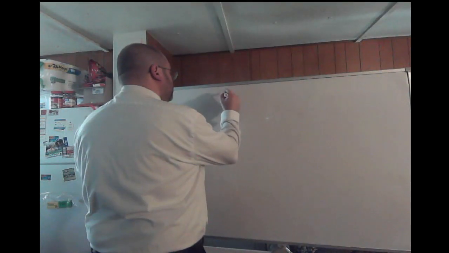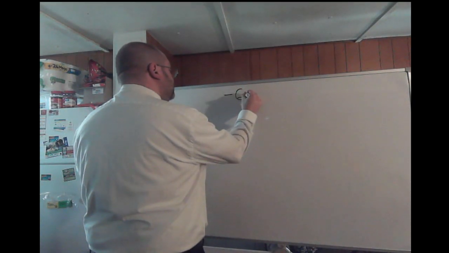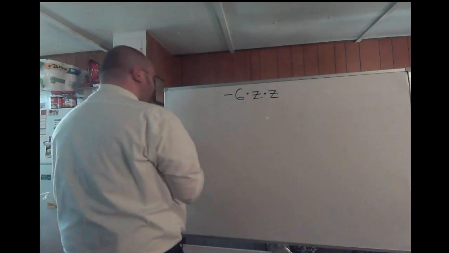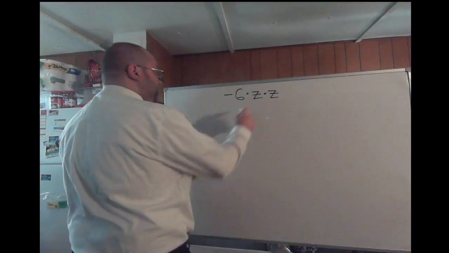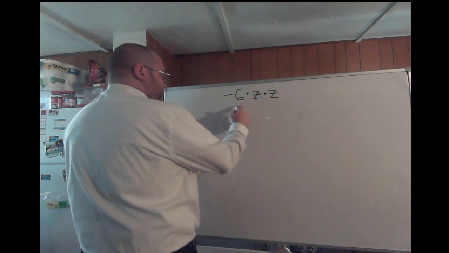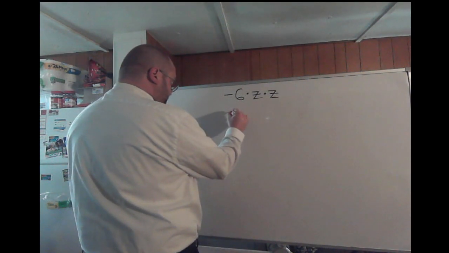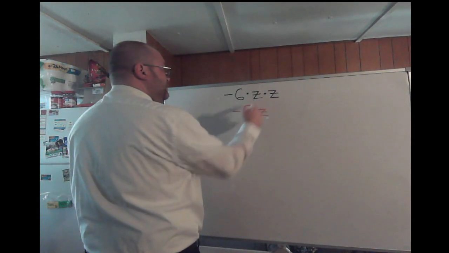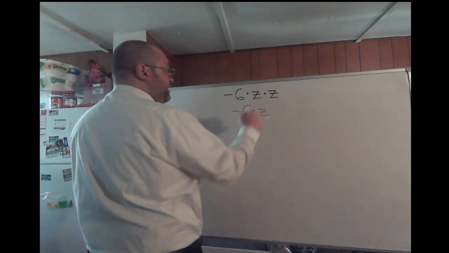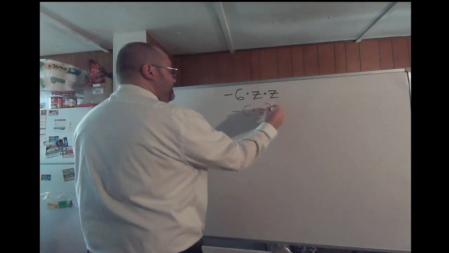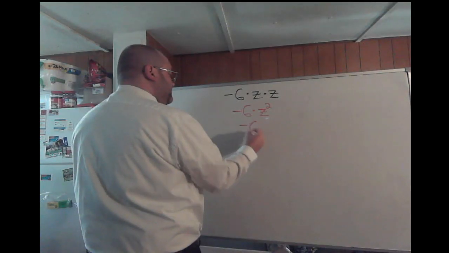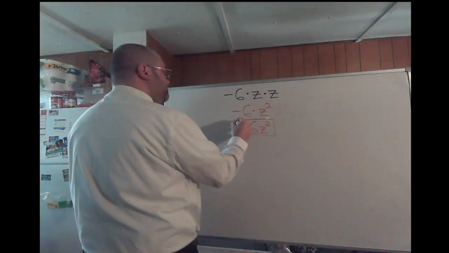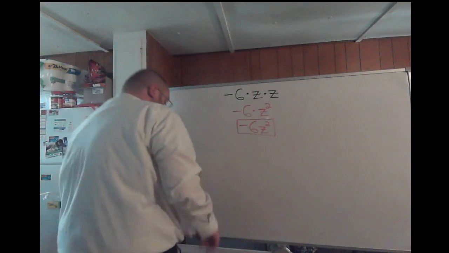Alright, we got -6 times z times z. Well, it looks like z's being multiplied repeatedly. We just have that constant of -6, so you'll take that constant of -6 times that base of z. Z is your base. Now how many times is z being multiplied? 1, 2. So that'd be -6 times z to the 2nd, or simply -6z squared. You would get -6z squared. That's exactly what you would get.